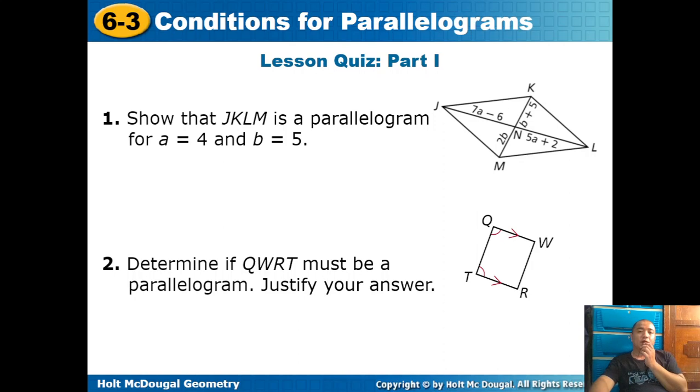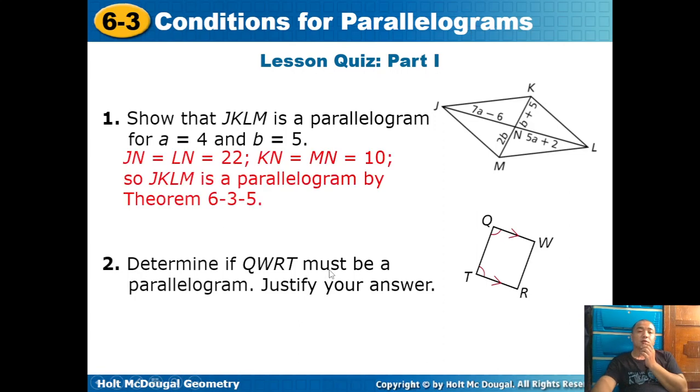For quiz part 1, show that JKLM is a parallelogram for a equals 4, b equals 5. Okay, I think we can do it. The theorem: diagonals bisect each other in a parallelogram. So this is now the answer. JN and NL are equal to 32, KN and NM are equal to 10. So JKLM is a parallelogram by theorem 6-5. Okay, show your solution and send it.